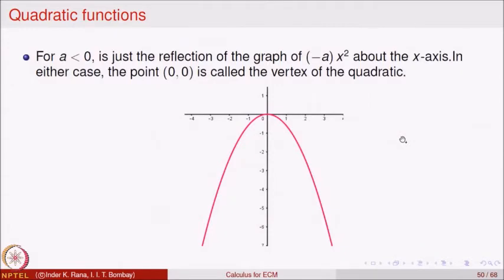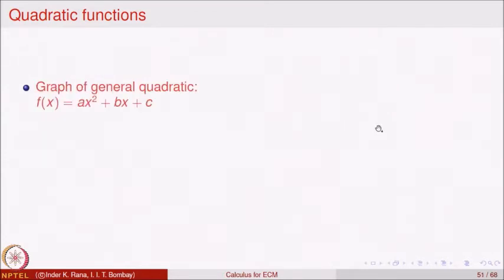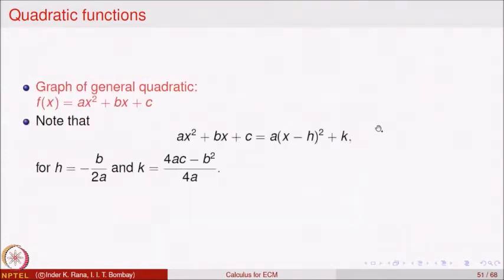So, this was when a is positive. When a is negative, for example, y equal to minus x square, all the values are going to be negative. So, it becomes a graph below the x axis. In fact, the graph of y equal to minus a x square is just the reflection of the graph of y equal to a x square when a is positive.